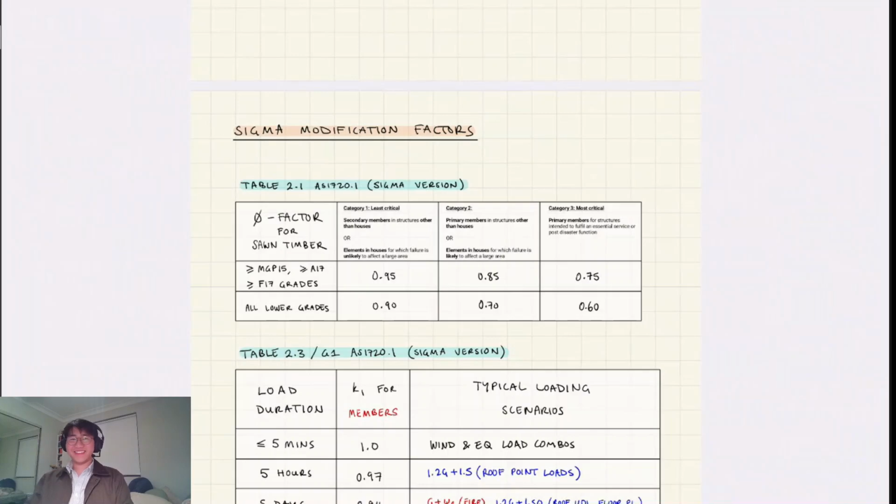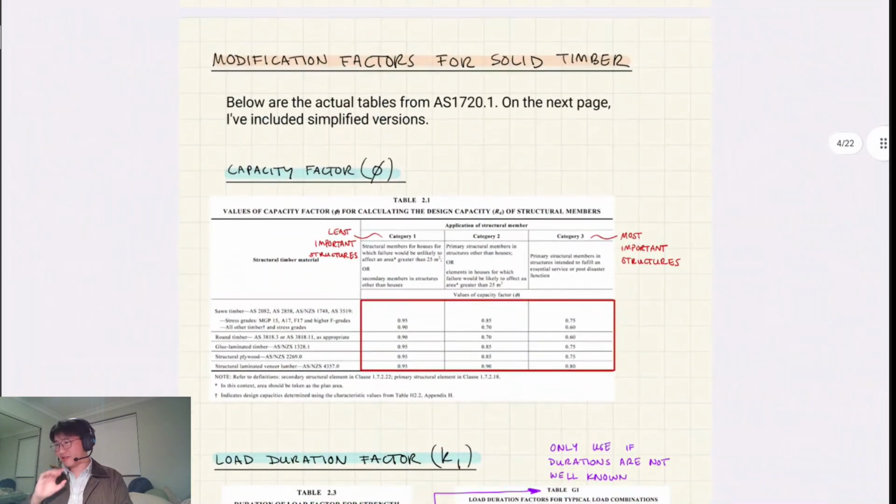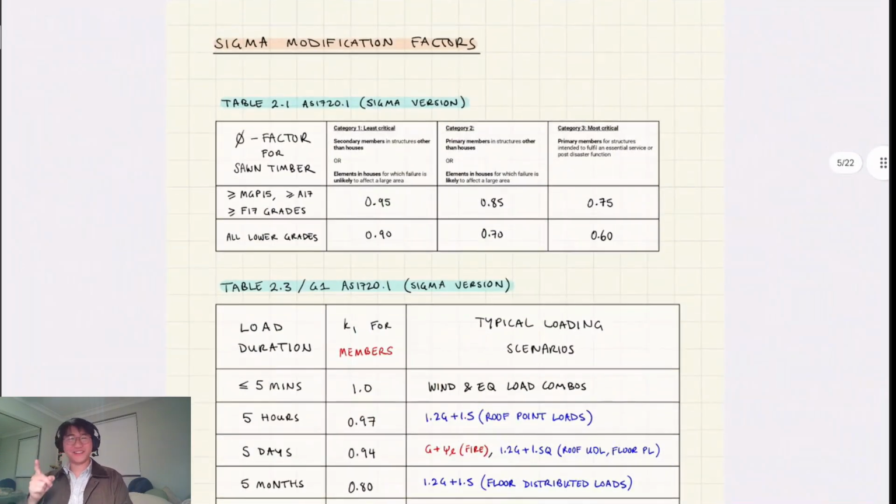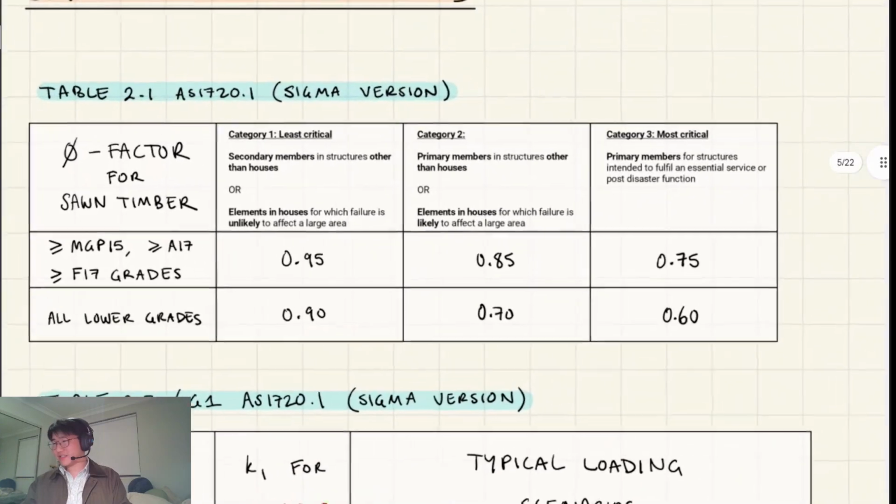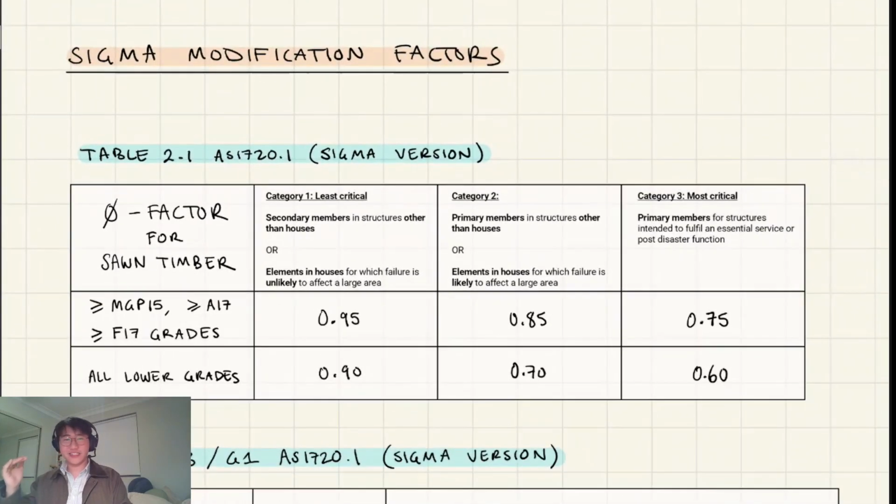Okay, so what you just saw right above were the factors from the code itself, but I find the code annoyingly written, and it frustrates me. So I like to shorten it and simplify it, and I've made the Sigma version. Essentially, this is all you need to know about what was on the previous page, but condensed significantly. So you can just have a look at that if you like.